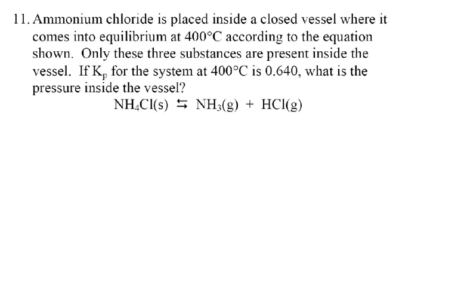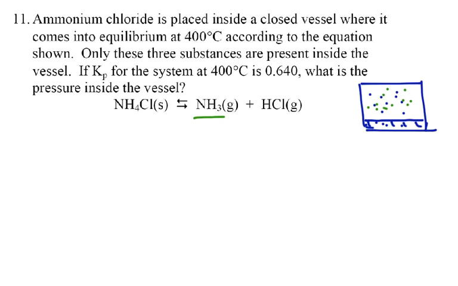Now number 11 is a slightly different kind of problem. We take a little bit of ammonium chloride, which is a white crystal, and put it inside of a closed container. This solid can start to decompose, and we'll get two different products: some ammonia and some hydrogen chloride gas. So our original chemical is going to decompose into these other two gases.